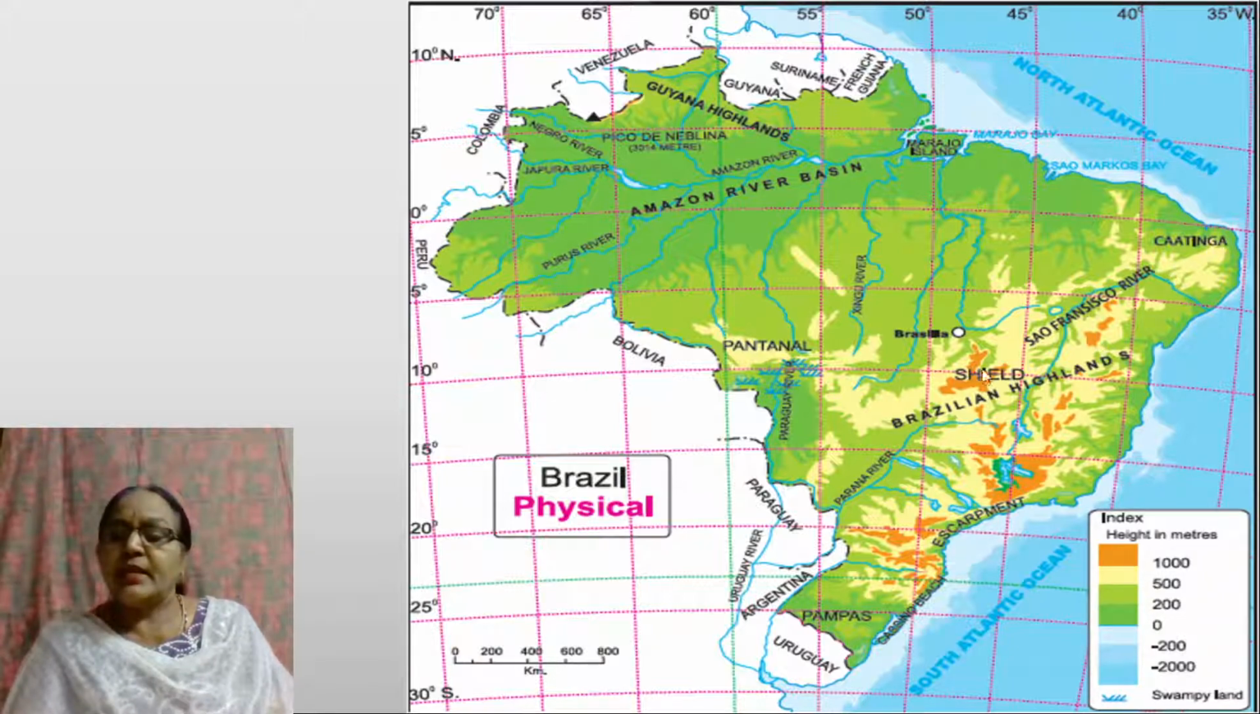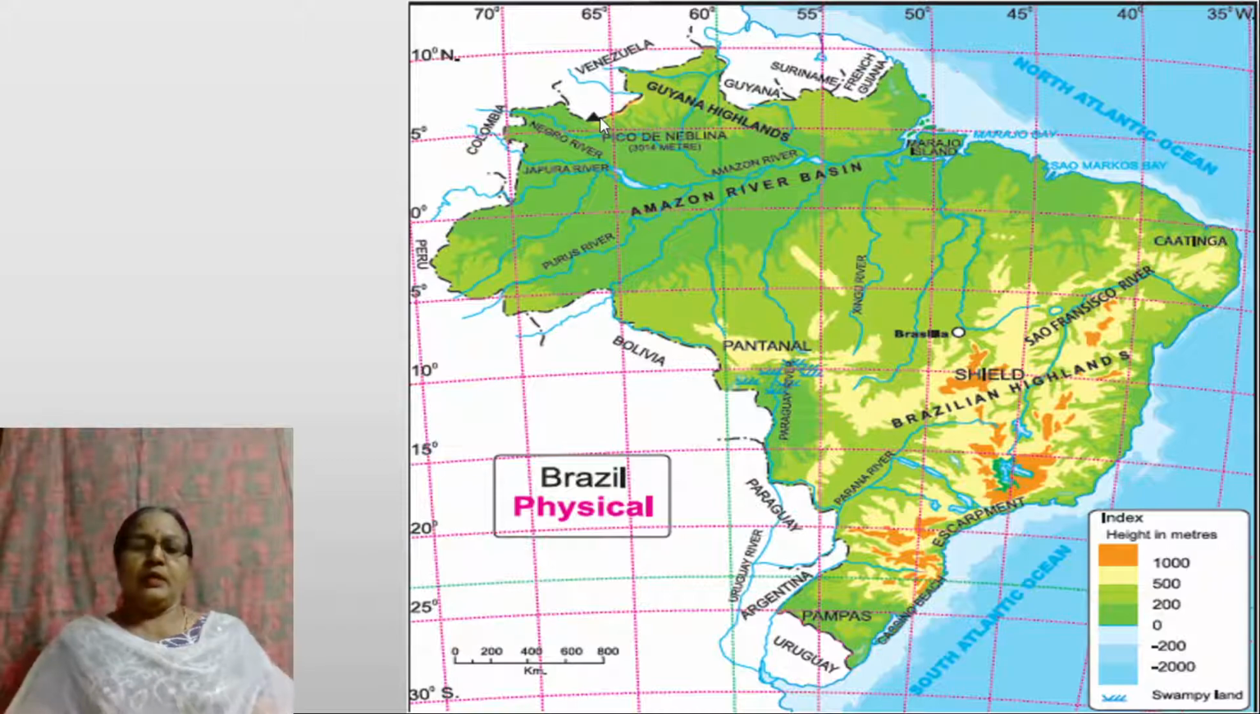Okay, the Brazilian Highland is also called the Brazilian Plateau or the Brazilian Shield. The largest wetland in the world is called the Pantanal. Then we have the highest peak here, Pico da Neblina, about 3014 meters, which is along the border of Brazil and Venezuela. You can see it here.